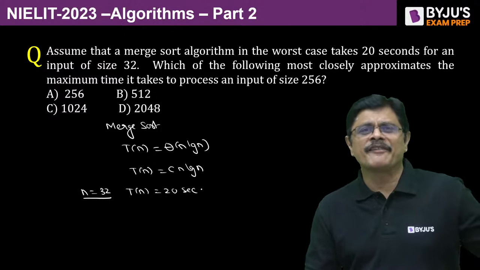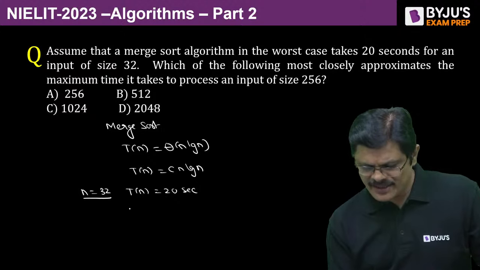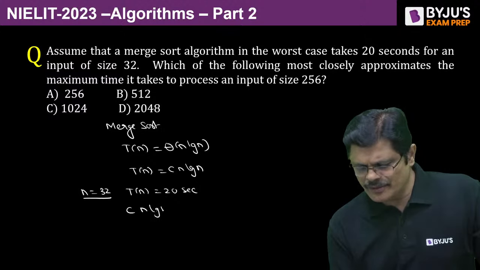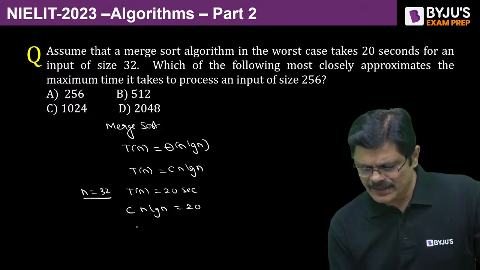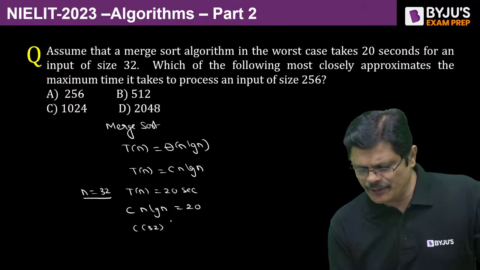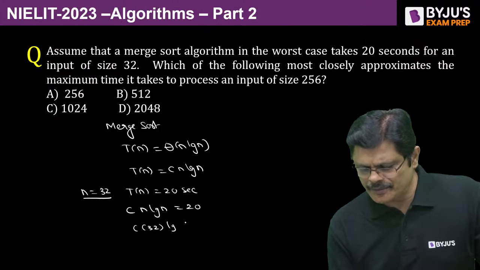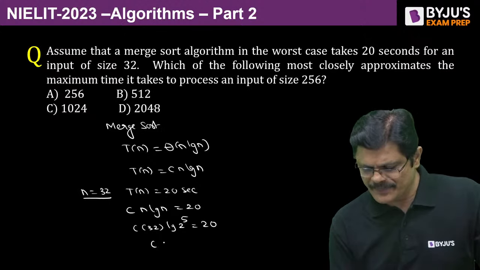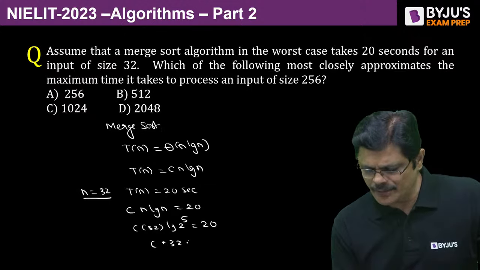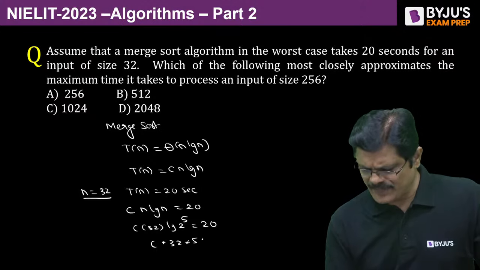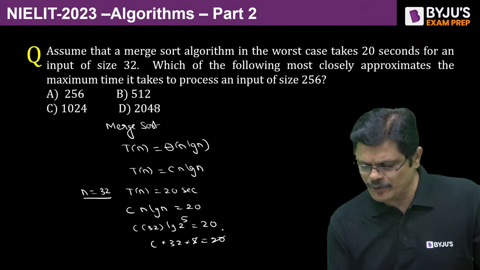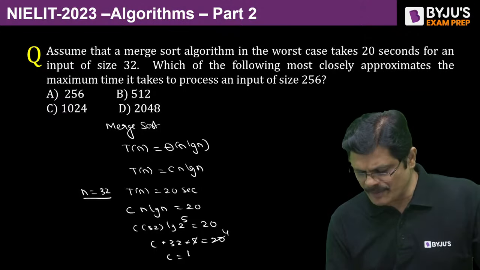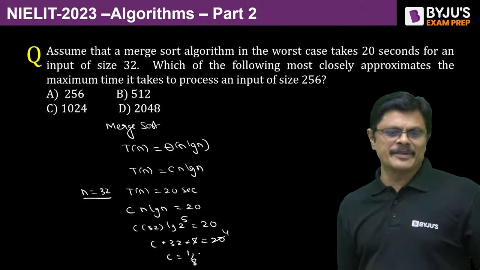With this we can find the value of C, my dear friends. That is C into n log n is equal to 20, that is C into 32 into log 32. 32 is nothing but 2 power 5, so C into 32 into 5 is 20. 5 fours are 20, so C is equal to 4 by 32, that is 1 by 8. So you got the value of C, my dear friends.